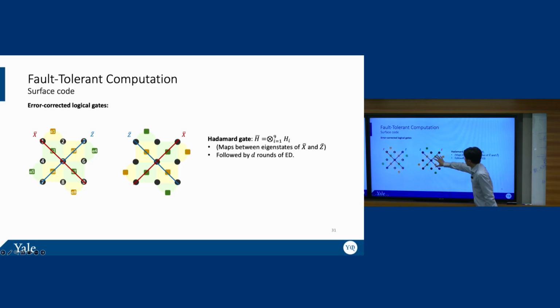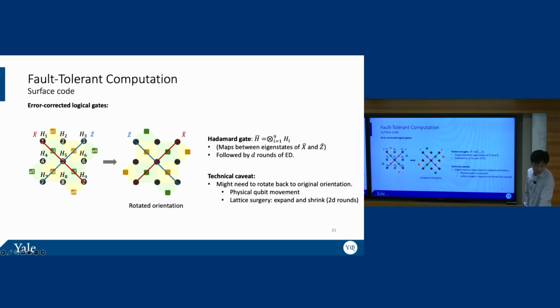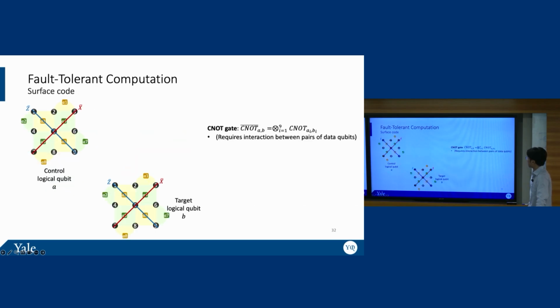If you apply the Hadamard gate, it's equivalent to flipping the X stabilizers to the Z stabilizers, so the colors you see are changed. So in order to preserve this structure, it's simply rotated by 90 degrees. So it's the Hadamard gate up to some rotation. So that's a way to implement the Hadamard gate.